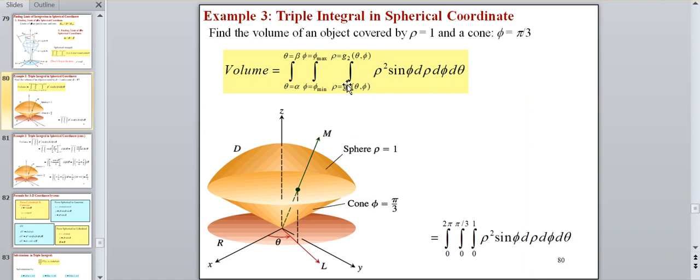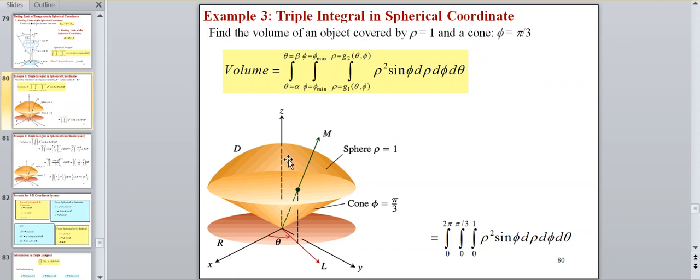And now we have to describe the region D in a spherical coordinate system. To cover the region D, I can say rho. You know what rho is? Rho is the distance between any point inside region D and the origin. So rho is from 0 to the sphere. But what is the spherical equation of the sphere? Rho equals 1, so rho as a function of phi and theta is a constant function. So rho is from 0 to 1.